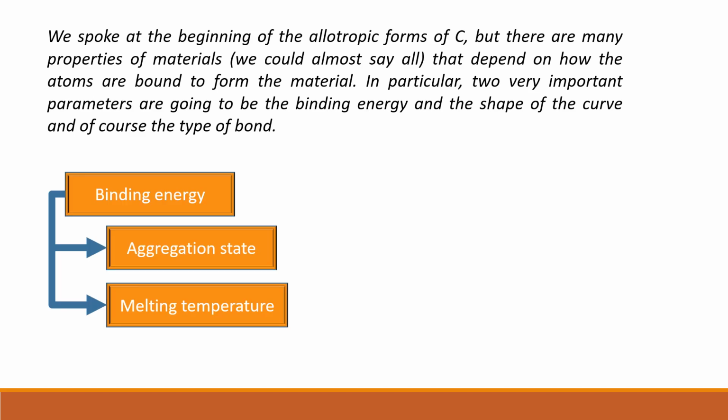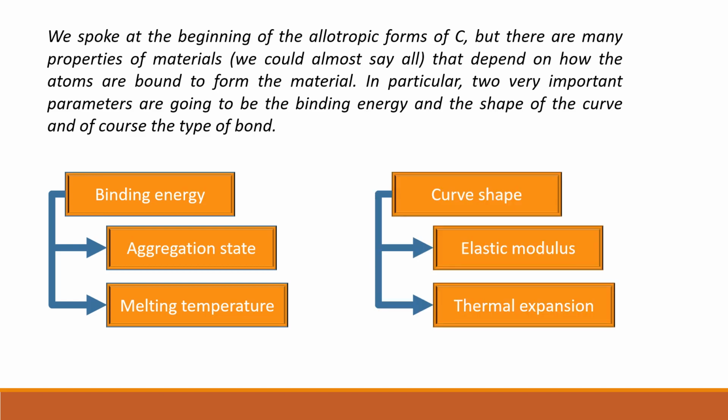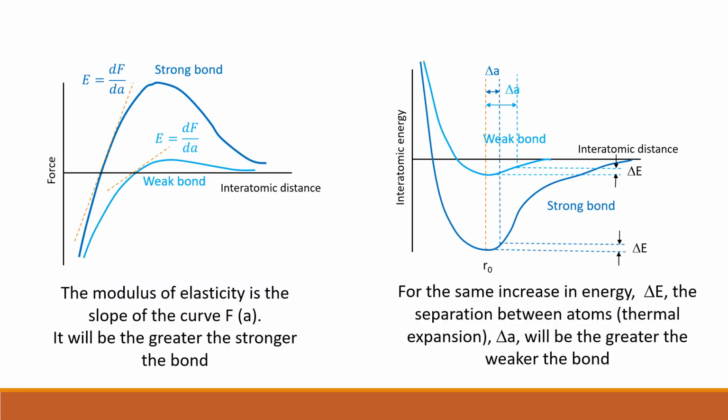Binding energy determines, for instance, the aggregation state, whether a material is going to be solid or liquid or gas at ambient temperature, and it's going to determine also the melting temperature. Also very important is the curve shape. The curve shape is going to determine somehow the melting temperature also, but also the elastic modulus and the thermal expansion. Let's see what it is.